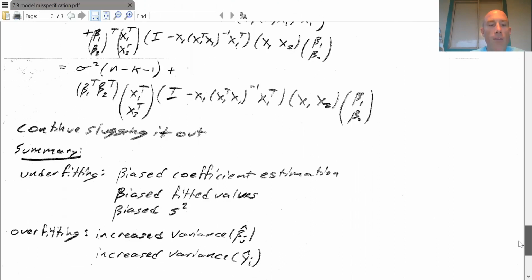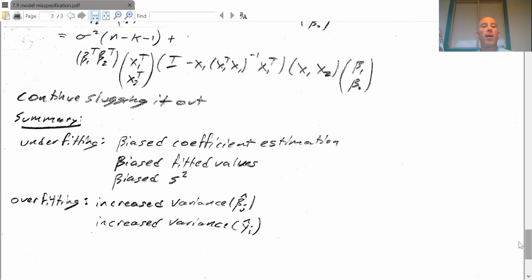If I want to summarize everything from this: if I underfit in linear regression, and variables I use should be there, then I'm going to have biased coefficient estimation. So I can't actually trust the slope, even though I won't know I can't trust the slope. I'll have biased fitted values, and I'll have a biased variance estimate.